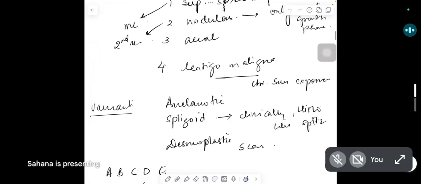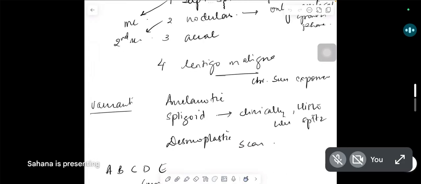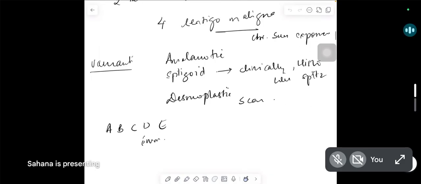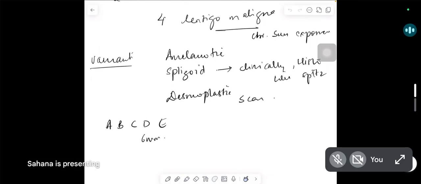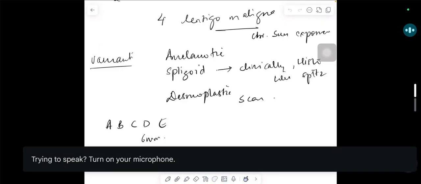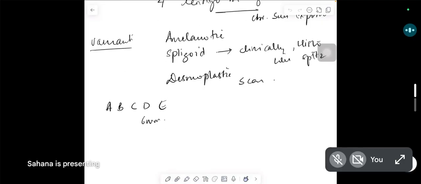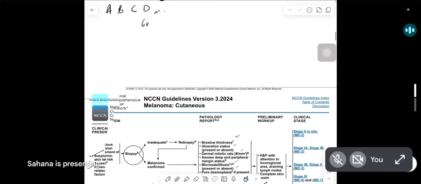Then coming to other variants, which may or may not be related to chronic exposure: amelanotic, spitzoid, desmoplastic. These are the different variants of melanoma. Here, what you have to remember is ABCDE: asymmetry, border, color variation, diameter more than 6 millimeters, and evolution of the lesion, added with firmness on palpation and nodularity. So if there is any evolution of a skin lesion, pigmented or non-pigmented, with variation of any of these features, then there is a high index of suspicion.